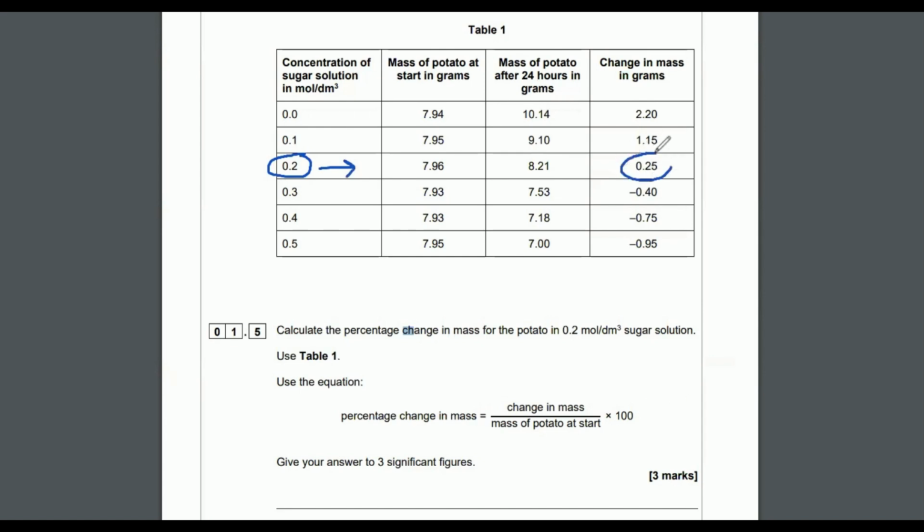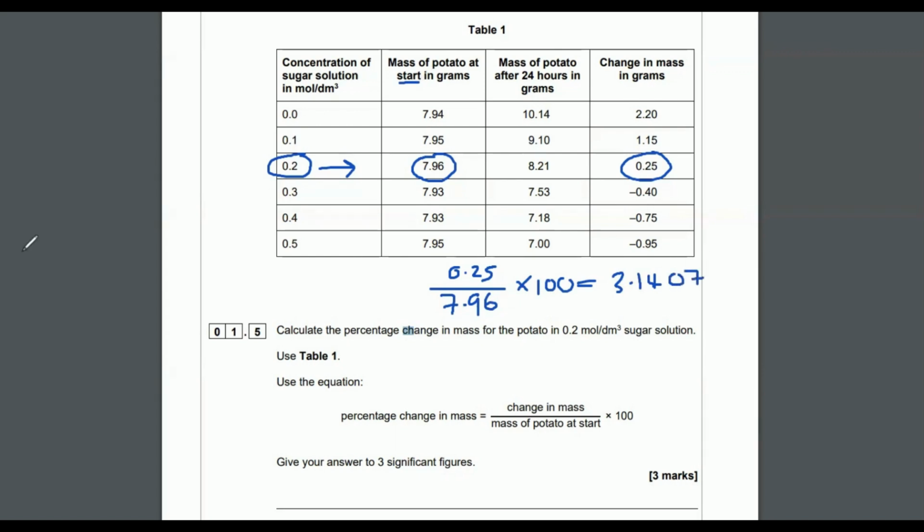So what was the change in mass? At 0.2, it was 0.25. So we want to write 0.25. We want to divide that by the mass of the potato at the start, which was 7.96. How do I know this is at the start? Because in the table there it says start. So 7.96, and then we want to times 100, and we are going to get our answer. So 0.25 divided by 7.96 times 100 equals 3.14, and on my calculator, it says 0.7.